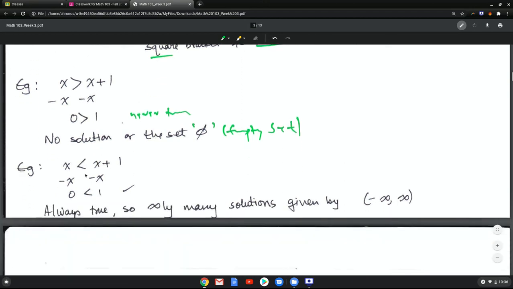Similarly, another case is you can have x is less than x plus 1. That's always true. A number is always less than a number greater than itself. And then if you try to solve it, you end up with 0 less than 1, which is always true. So there's infinitely many solutions, and the solutions are given by negative infinity to infinity.